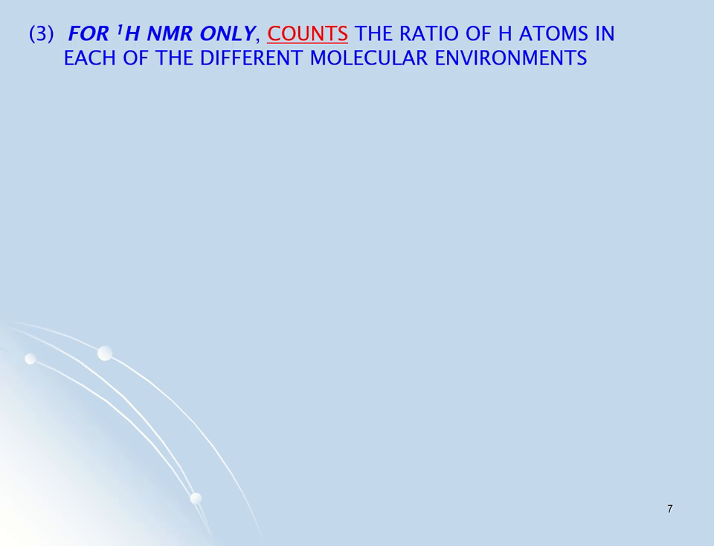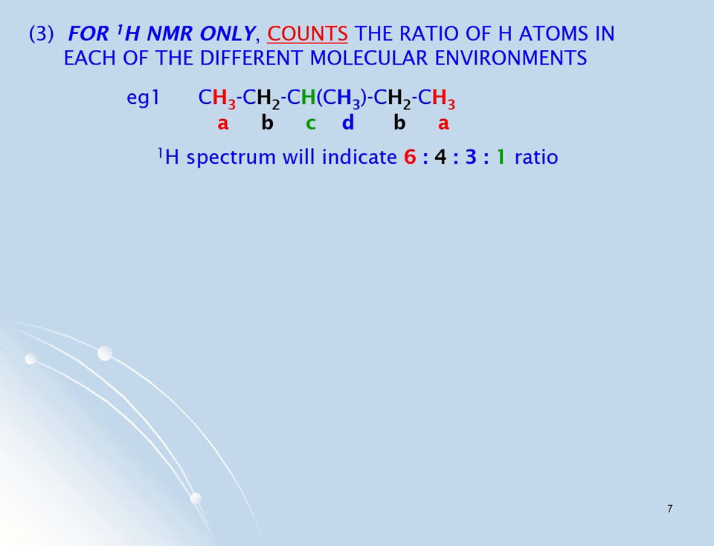Now, the next thing that it can tell us is, for proton NMR, it can count the number of hydrogens in each of those environments. Okay? It gives us a ratio of the hydrogen atoms in those environments. So for example here, back to the molecule that we just studied, we already established that we're going to get 4 signals, so we know we have 4 environments. If we are able to measure the area under the peaks, which the computer will do for you, by the way, you won't be asked to do that, you will get a ratio of 6:4:3:1.